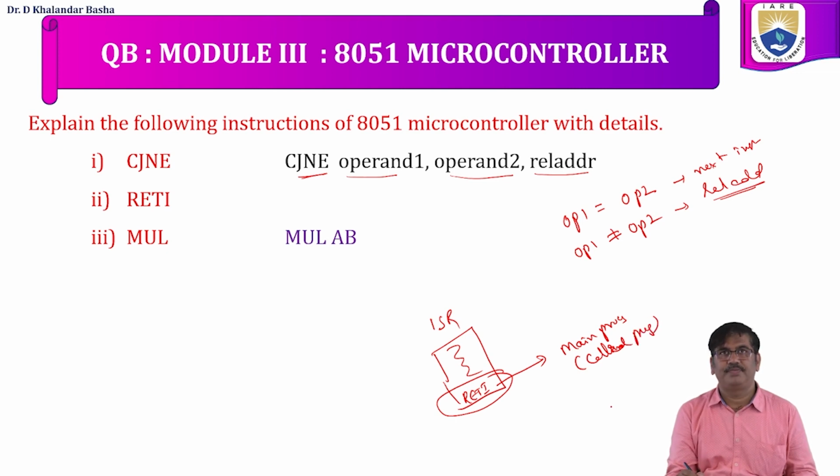The next instruction is the MUL instruction. The MUL instruction is for multiplying the data between the accumulator and B register. Here also only the operands accumulator and B register are allowed, and there is no separator between these two. After multiplying, the 16-bit result we can see in the accumulator and B respectively. The lower byte is in the accumulator and the higher byte is in the B register.